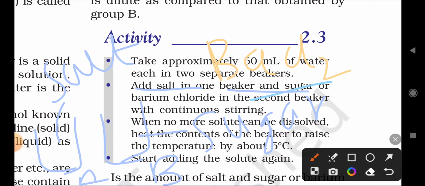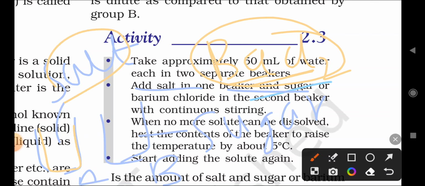BaCl2. Ba means barium, Cl2 means chlorine. Combining these two elements gives barium chloride. What is the chemical formula of barium chloride? BaCl2. Remember that.